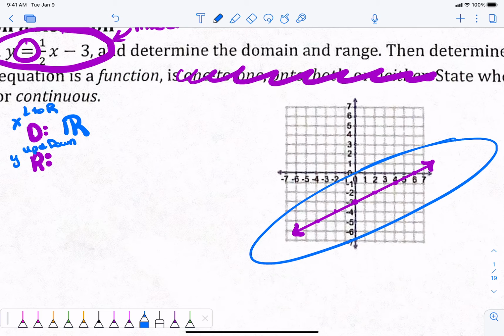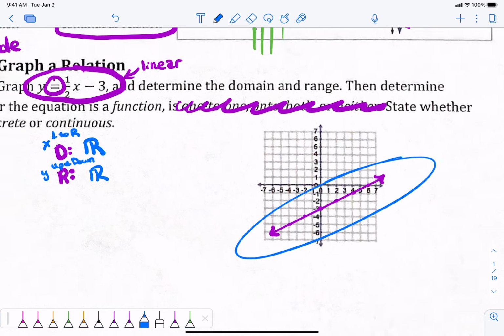Yeah, he's going up forever, right? Not as fast as he's going out, but he is going up forever. He will continue going up and up and up forever, and he will continue going down and down and down forever, right? So he will touch everything up and down. Agreed? So we put all real numbers. If he's a linear function, he's going out forever to the left and to the right, and he's going up and down forever. So that's my domain and range.